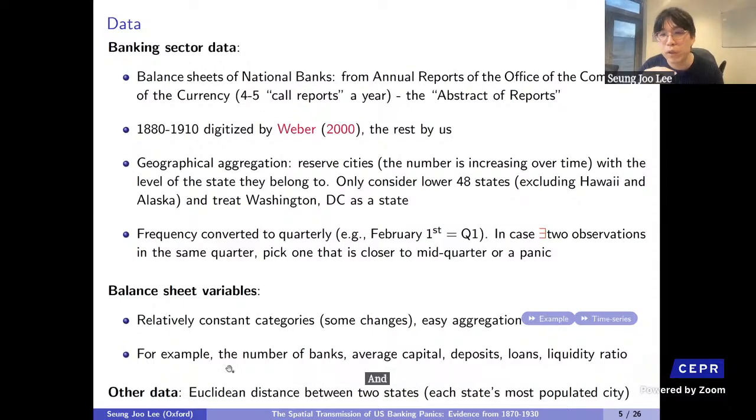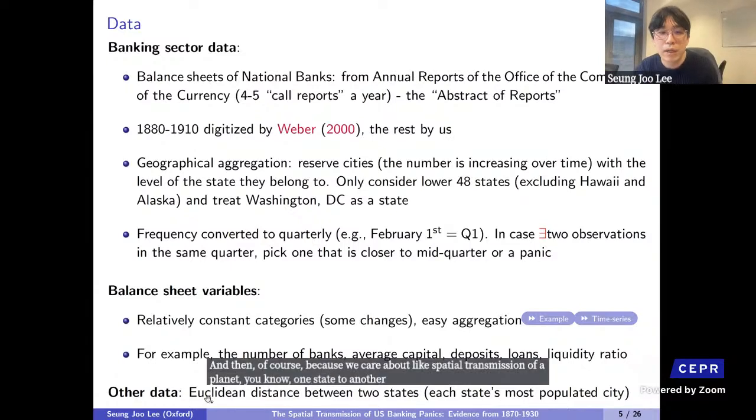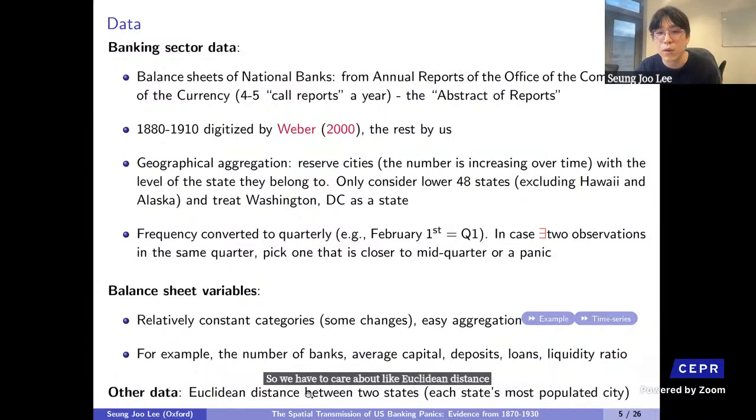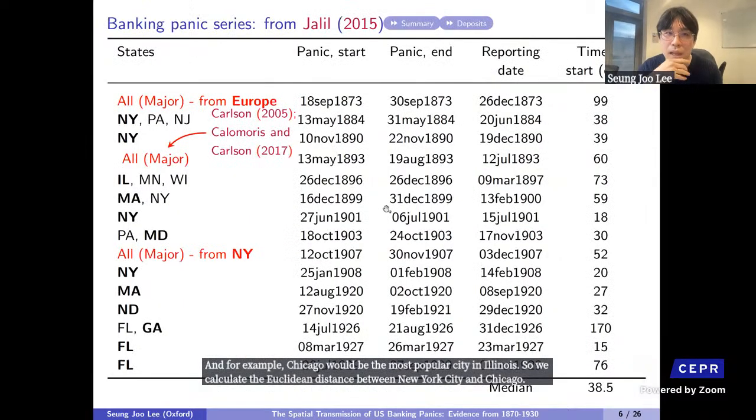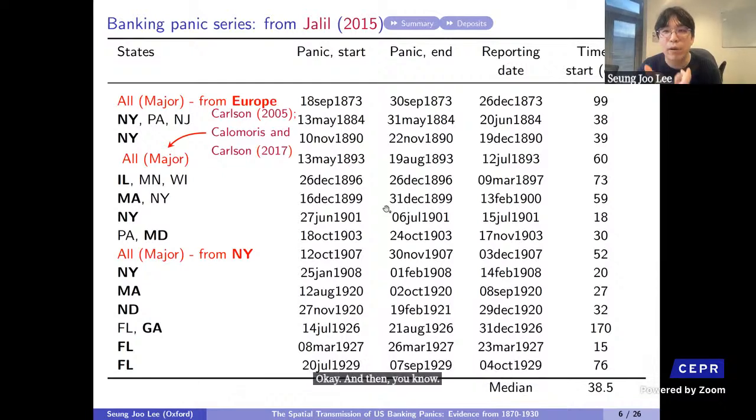And then, of course, because we care about the spatial transmission of a panic from one state to another, we have to care about the Euclidean distance between different states. So we calculate the distance between different states using each state's most populated city. New York City is the most populous city in the state of New York, and for example, Chicago would be the most populous city in Illinois. So we calculate the Euclidean distance between New York City and Chicago. Okay. And then, we borrow the banking panic categorization from Jalil's paper.